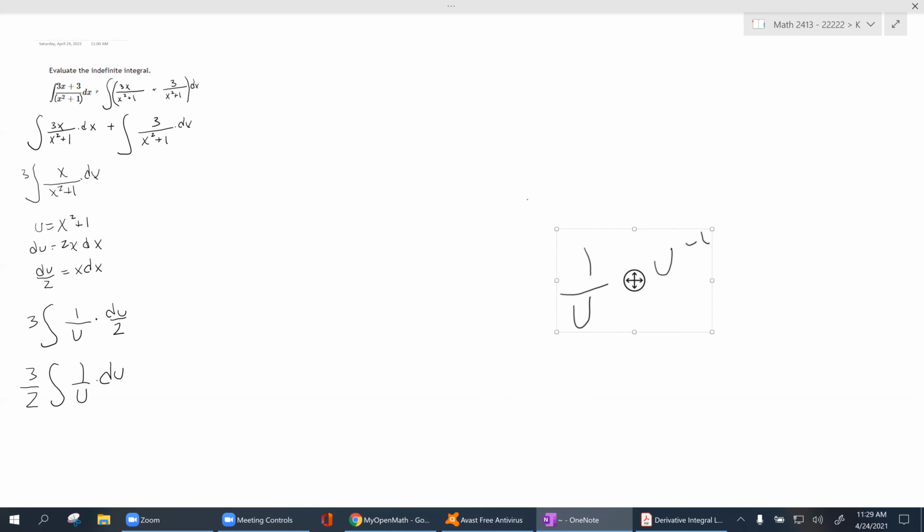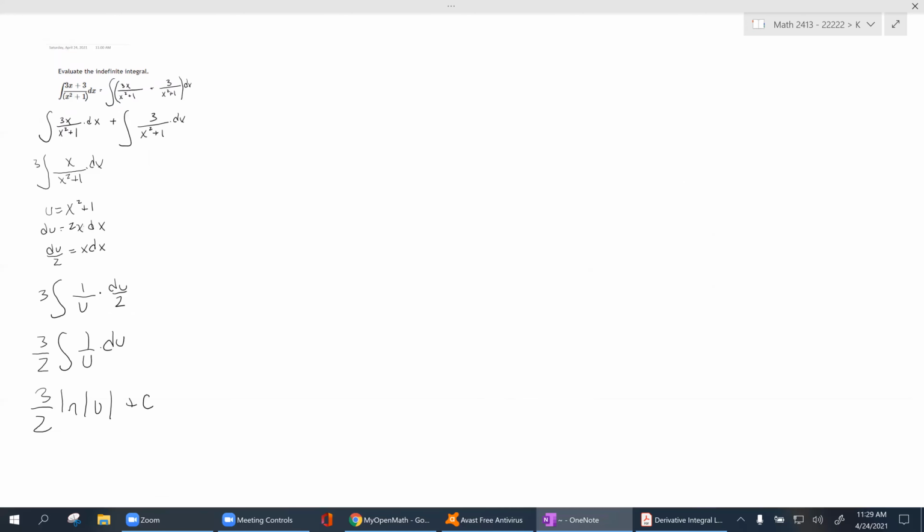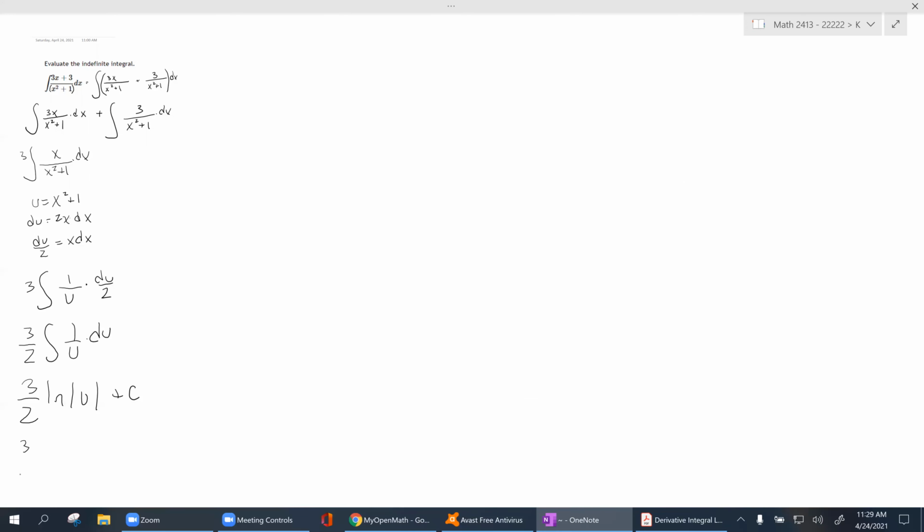Just remember, the integral of 1 over u is natural log of u. All right, and I know what u is. U is x squared plus 1. So this is 3 over 2 natural log of x squared plus 1. Wow, so that's just part of it, right? That's just part of it.